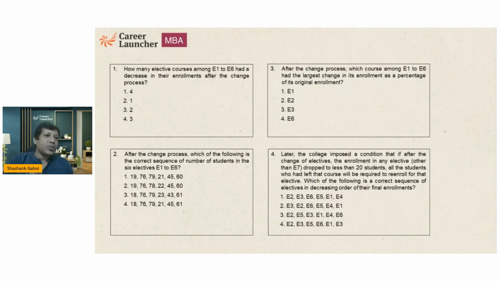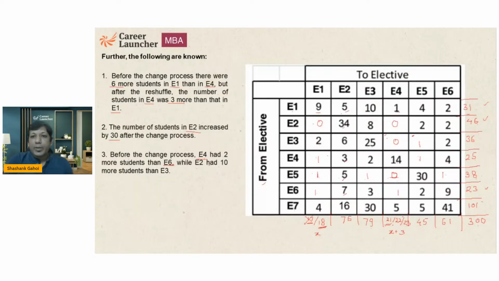So basically the question is saying how many elective courses among E1 to E6 had a decrease in their enrollments. So basically E1 to E6, in how many electives there is a decrement. E1 had 31 initially, finally it has 18. So basically there is a decrement. So E1 had a decrement.